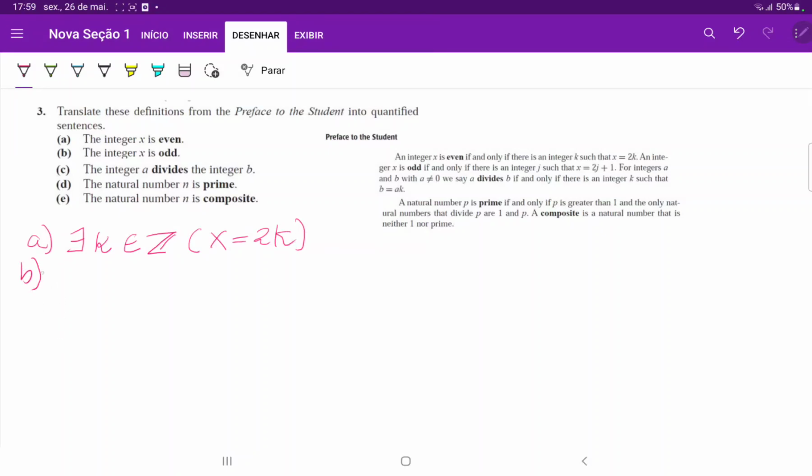For B, we have that the integer x is odd if and only if there is an integer, so there exists an integer j, so there exists a j belonging to the integers such that x is equal to 2j plus 1, okay? For C, we have that the integer a divides the integer b. So if we have this, we know that if and only if there is an integer k such that b is equal to ak. So if a divides b, then it means that there exists a k belonging to the set of integers such that b is equal to ak.